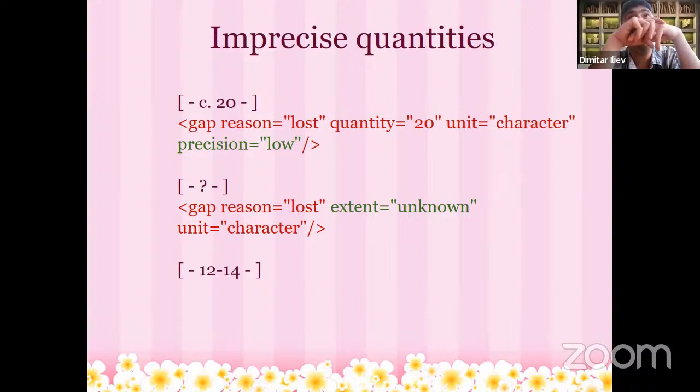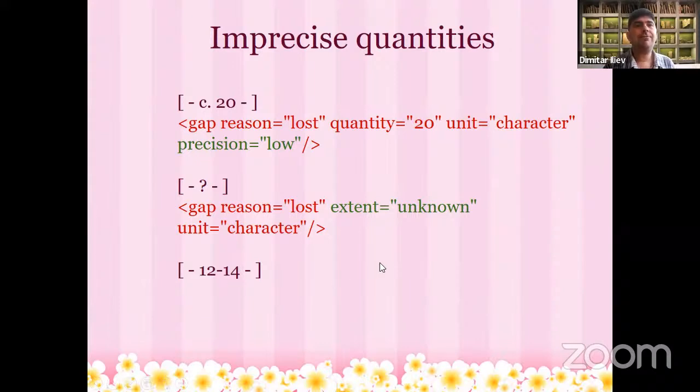And because of the nature of the inscription, the nature of the text itself, you don't know if in the part which is lost, we have 2 or 20 more names missing. But in this case, you simply use gap reason lost, extent unknown, and unit, character, or line.